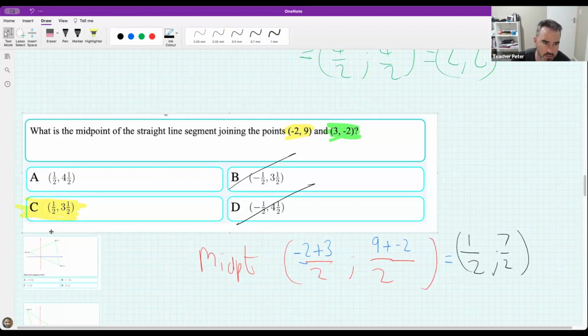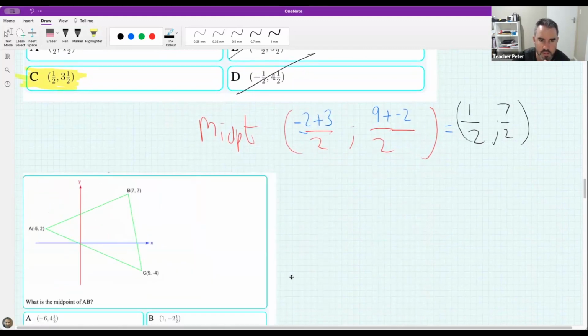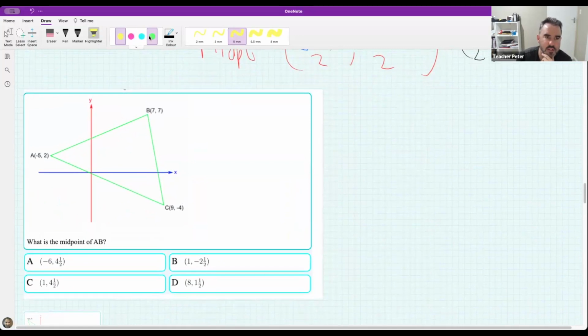Okay, well, I think you guys are getting that. So let's do another one. Let's do one where there's more of a picture involved. Find me the midpoint of AB, where A and B are on the drawing here. And then you need to vote. Find the midpoint of AB.